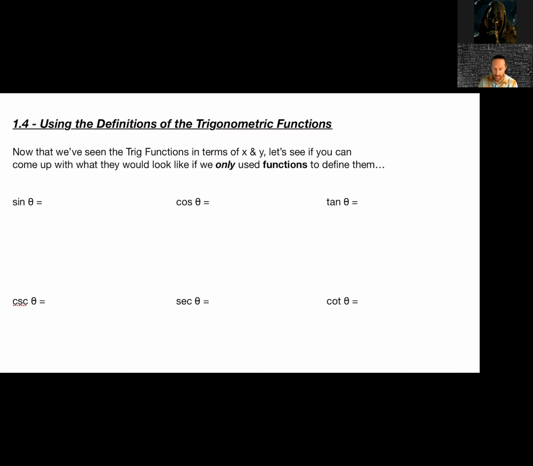As you can see here, we've already defined them in terms of the x and the y and that r radius that we talked about to get to that point on our circle. So I wanted to ask you all if we could come up with a different way to write these functions by only using the other functions. It's kind of a weird question. Give you a second to ponder it.